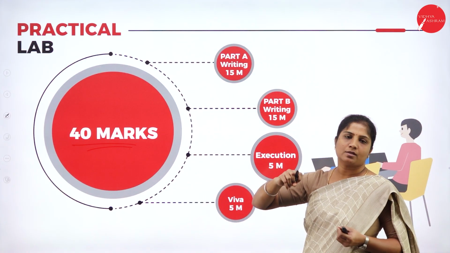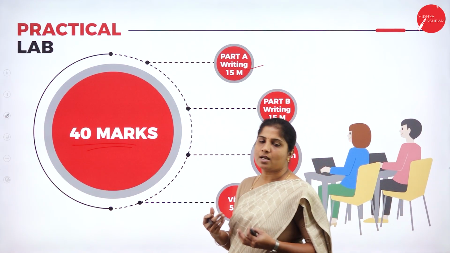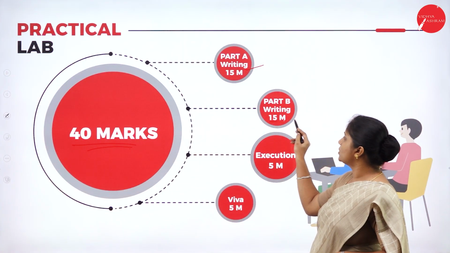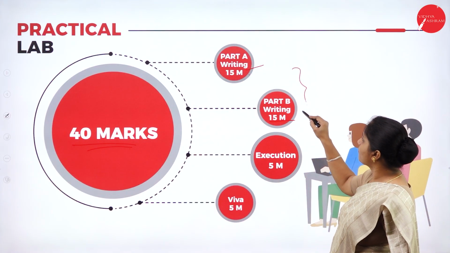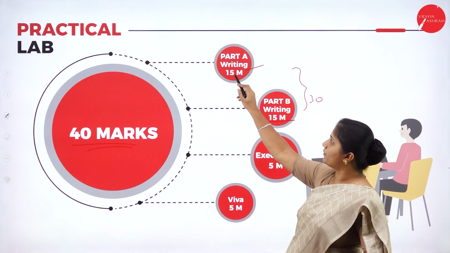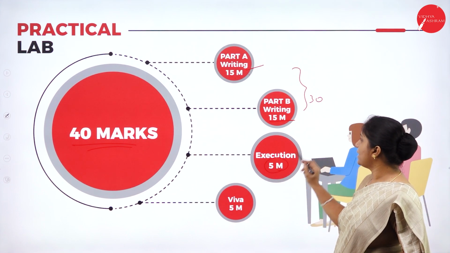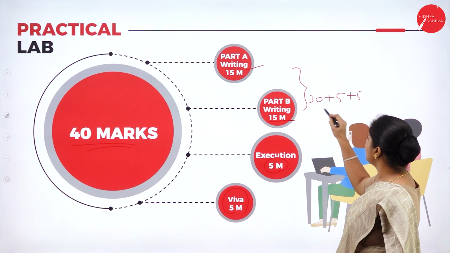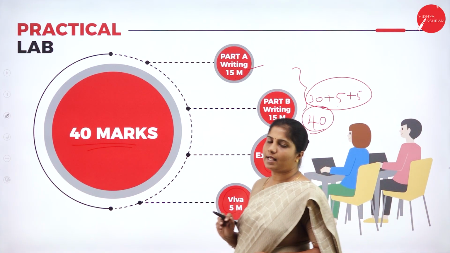You need to choose one program from part A, whatever you are picking in a chit, right? So from part A, you are going to write one program. Then from part B, you are going to write one program. Each carries 15, so 15 plus 15 is 30 marks. Then executing only one program, either from part A or from part B. Execution of one program is for 5 marks. Okay, 30 plus 5. And Viva is for 5 marks. So in total you are going to score 40 marks in your practical examination.